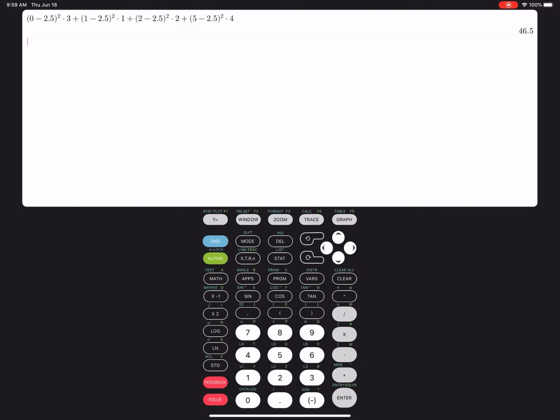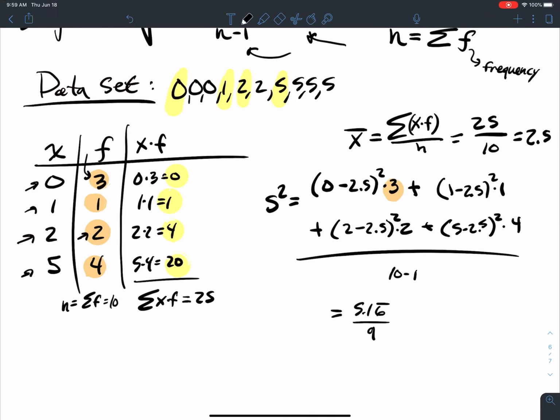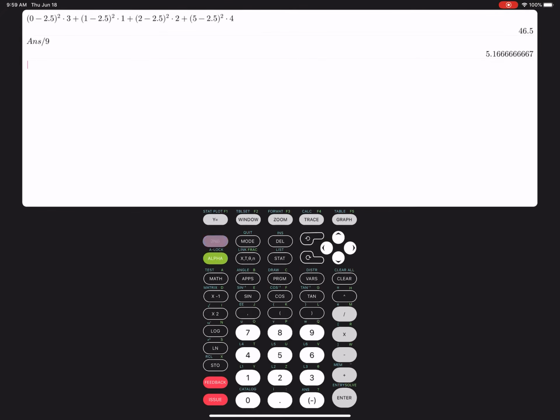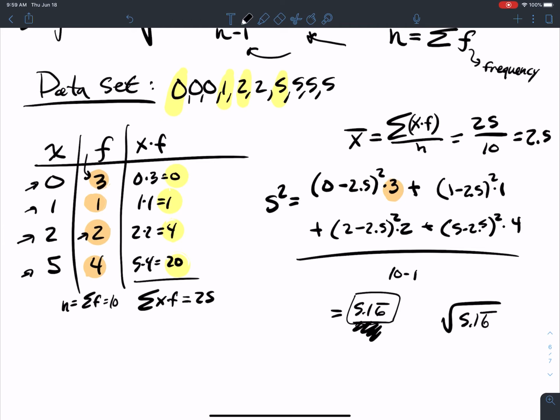Okay, and then I'm going to divide that by 9, and I get the 5.16. So this is actually what it equals. If I take the square root of 5.16 repeating, I do second square root, second answer, and hit enter, and I get 2.27. So S is equal to 2.27 here. Okay?